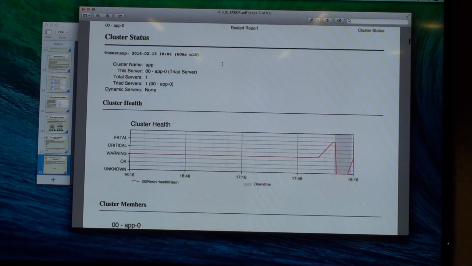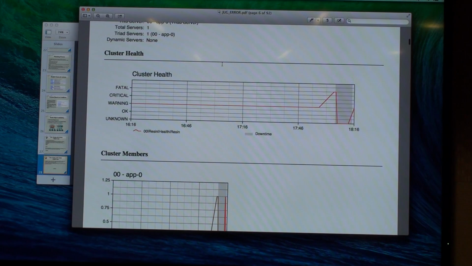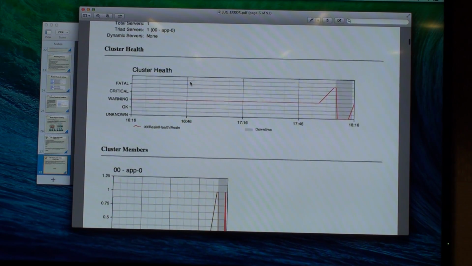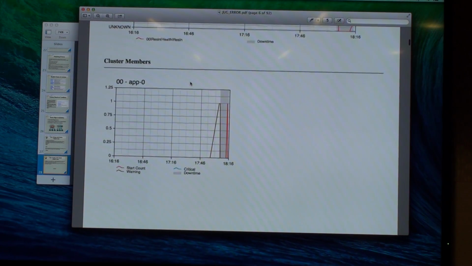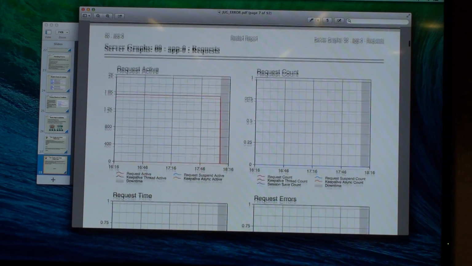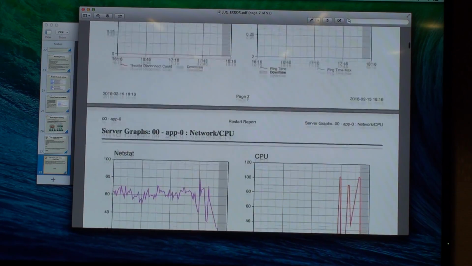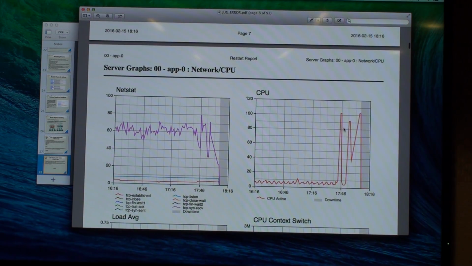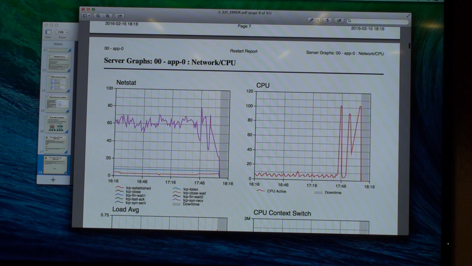Looking at the cluster status, they just had it deployed to one server, I believe, so no dynamic servers were in use here. We can see that their active requests tail off there. Their CPU usually is around here. And again, with the anomaly detector, you can set it to 10% or 20%, and if you had a spike happen here, it would have generated the PDF report during that time for you. Their CPU hit 100%.